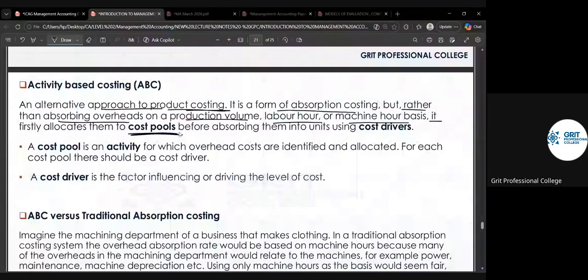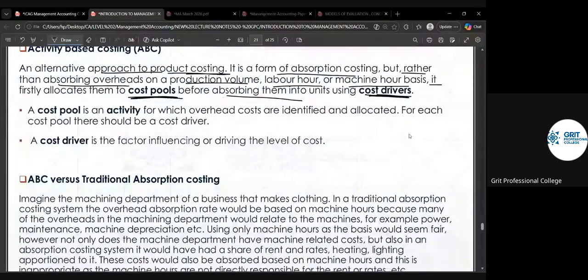Okay? All right. Then once it does this allocation of overheads into the cost pools, it then absorbs, or charges it into the product we are producing using what we call cost drivers. Okay? So this is also another fancy name for your overhead absorption rate. So what you call OAR under the traditional costing system, we call it a cost driver rate under ABC. I hope that is clear.